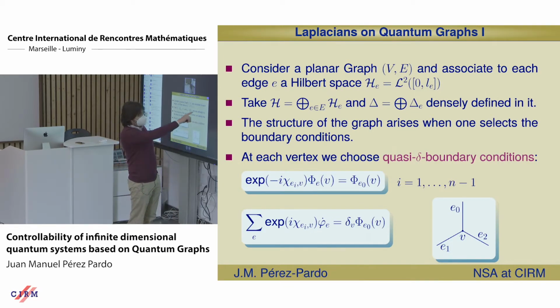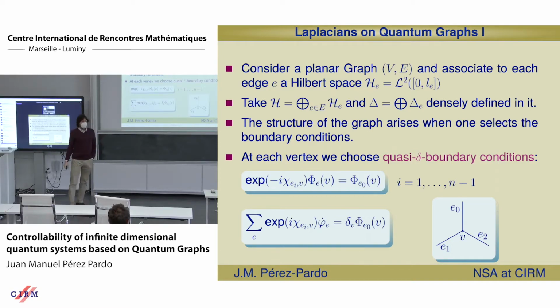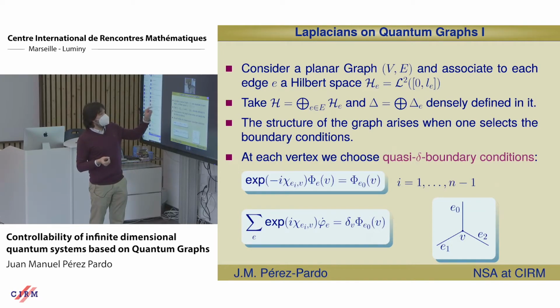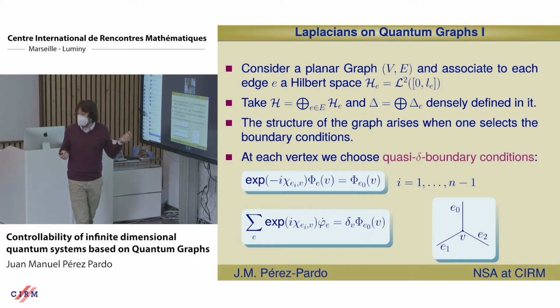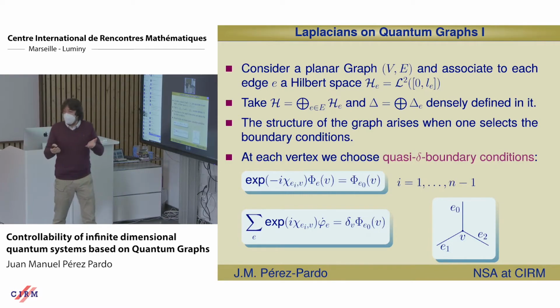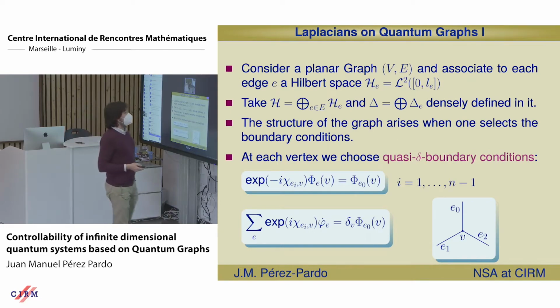What we have to do is sum over the normal derivatives of the function, the restriction to the boundary, including also the phases there. And this is equal to some parameter delta V multiplying the continuous value of the function. Now, in these boundary conditions, if you fix all the phases xi to be zero and the parameter delta to be zero, one gets the usual Kirchhoff-Neumann boundary conditions on the graph. If one fixes just xi to zero and leaves the delta there, what one gets is a point-like interaction on the vertex of the graph. So this family naturally contains all these usual families of boundary conditions built on graphs.